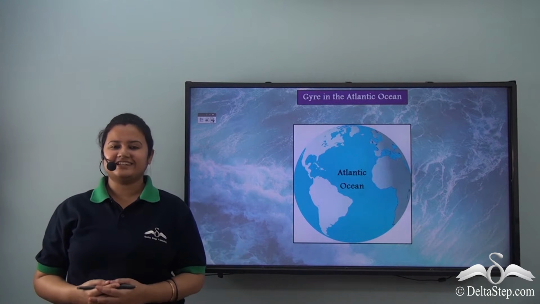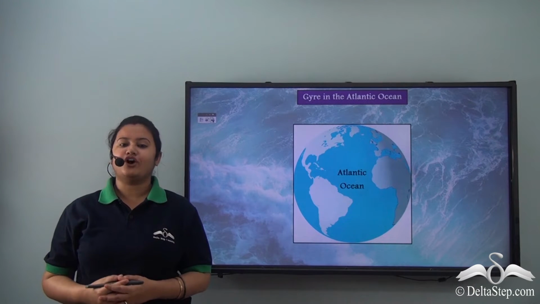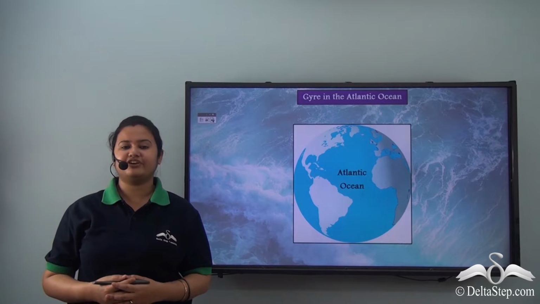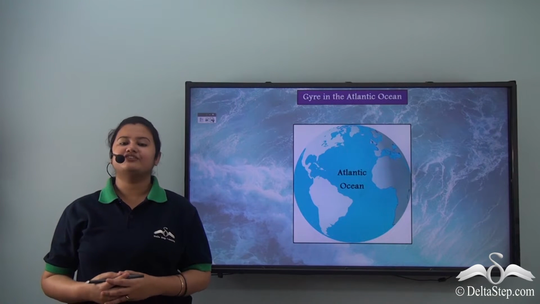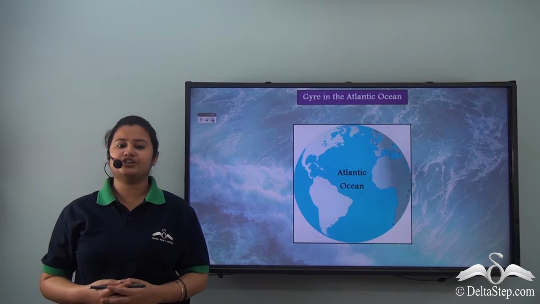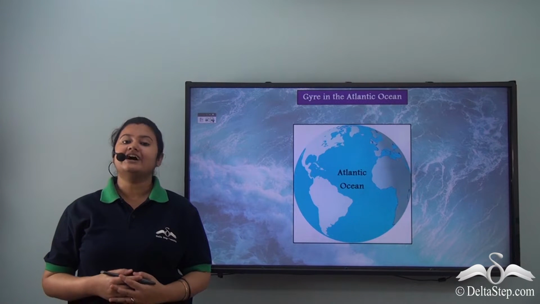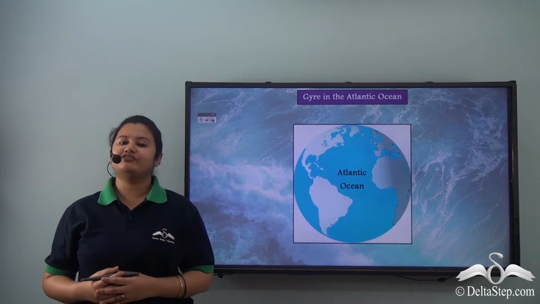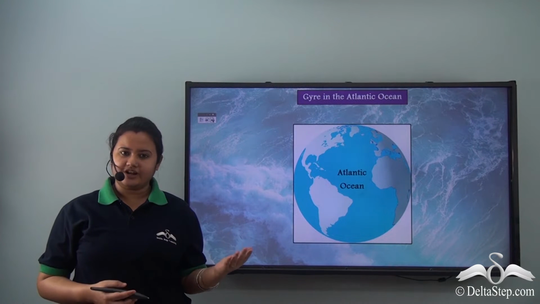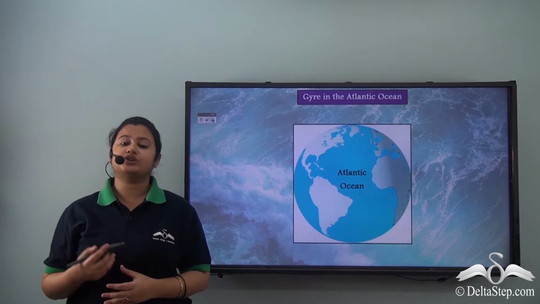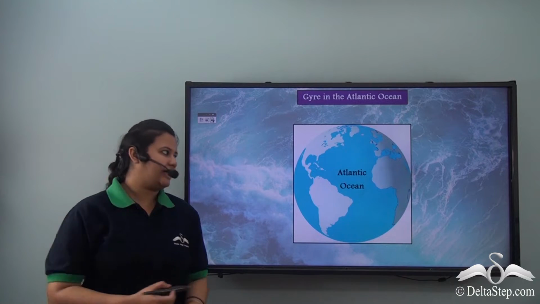We have already studied about the circulation of ocean currents in the Pacific Ocean. Today, we will study about the circulation of ocean currents in the Atlantic Ocean. We will first study about the northern half and then we will study about the southern half of the Atlantic Ocean.